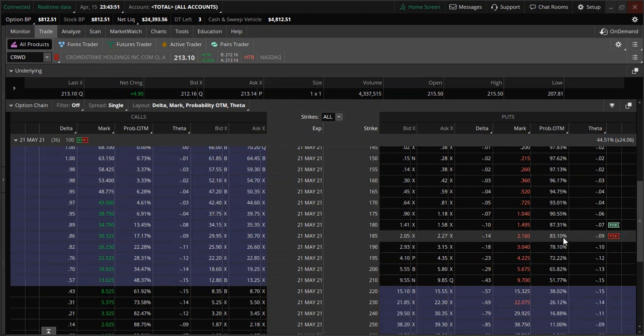And if you look right here in this column, this gives you the probability of your stock option being out of the money. And if you look at my 185 strike, it has a 83.10% chance of being out of the money, which is what you want when you're selling put options, either naked or in a spread.